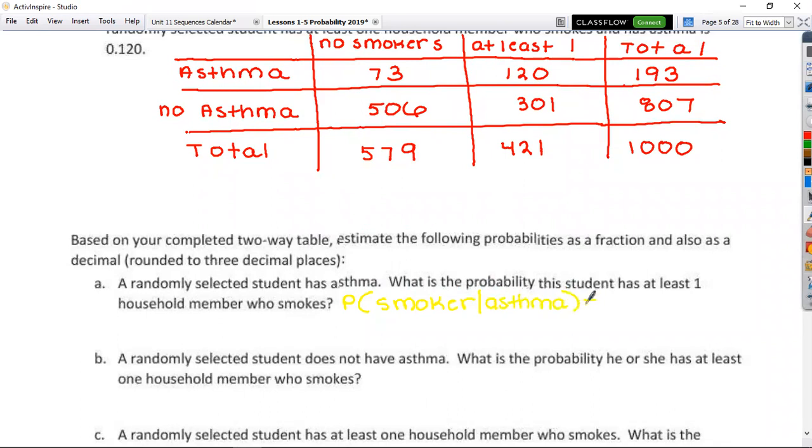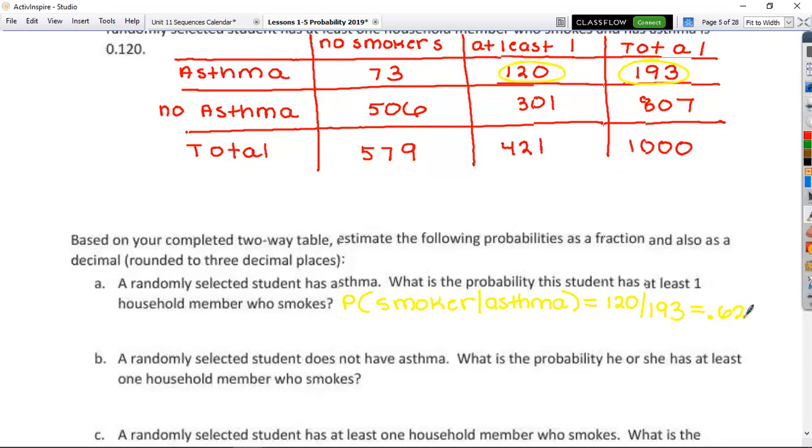So I'm up in this row, I'm going to circle this one in yellow, at least one smoker. So I'm going to go 120 over 193. 120 over 193, and that is equal to 0.622. What do you think? Is that a pretty big chance there? 62%? Yeah, I'd say so. All right, so letter B.